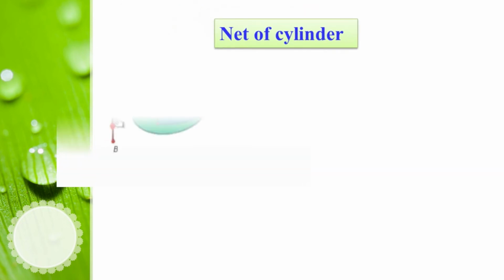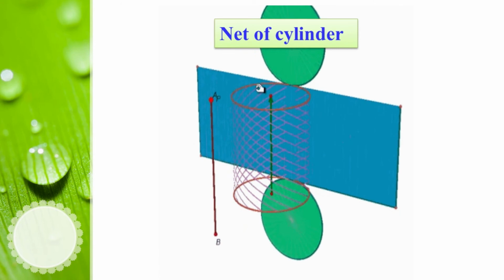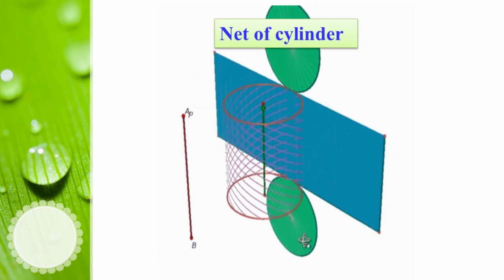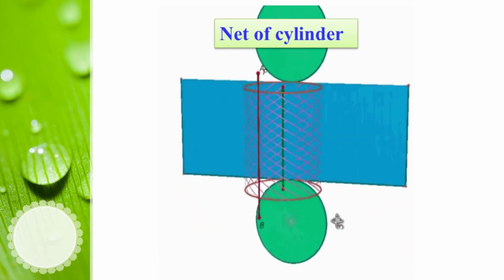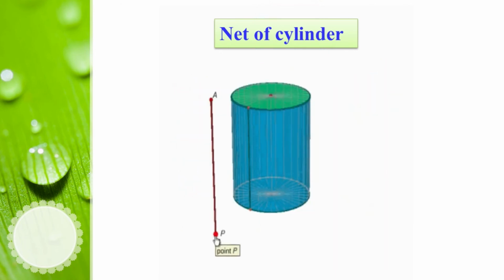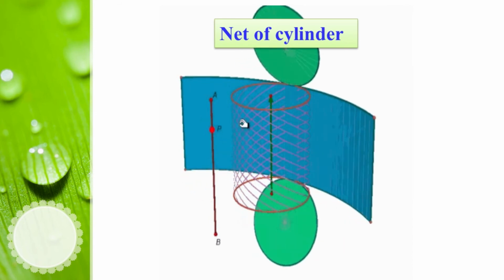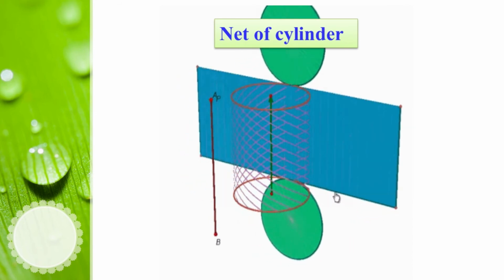Net of cylinder. A cylinder has two circular faces, two edges and a curved face. It does not have vertices. Look at this. This is the net of cylinder. When you unfold the cylinder, you get a rectangular shape and two circles.